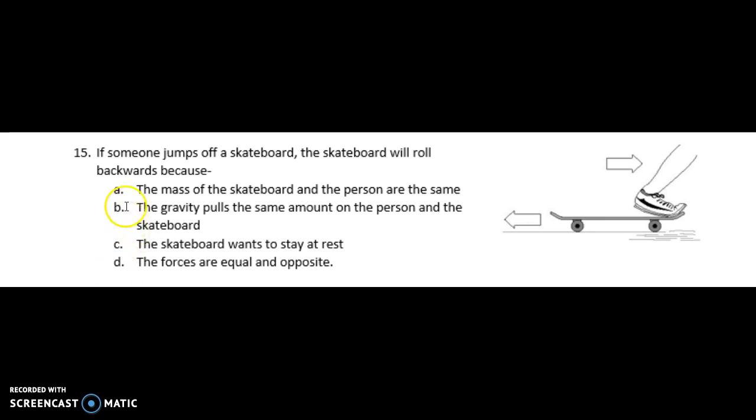Number 15. If someone jumps off a skateboard, the skateboard will roll backwards because A. The mass of the skateboard and the person are the same. B. The gravity pulls the same amount on a person and the skateboard. C. The skateboard wants to stay at rest. Or D. The forces are equal and opposite.